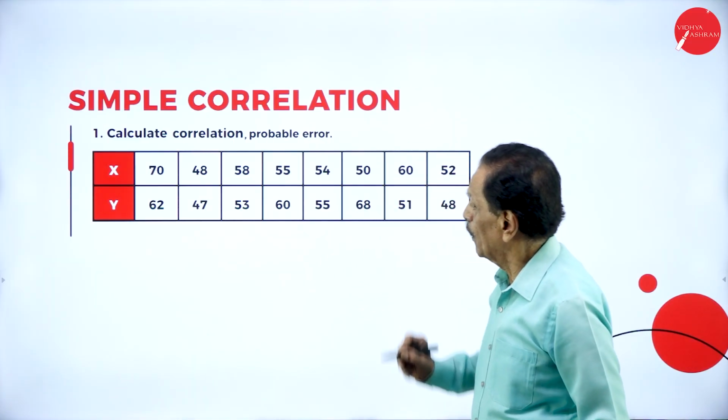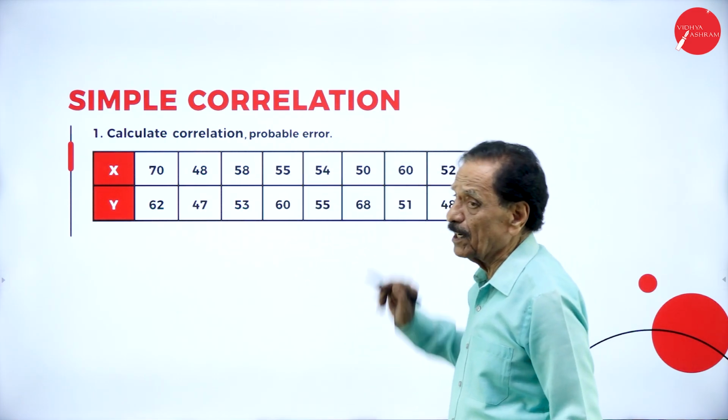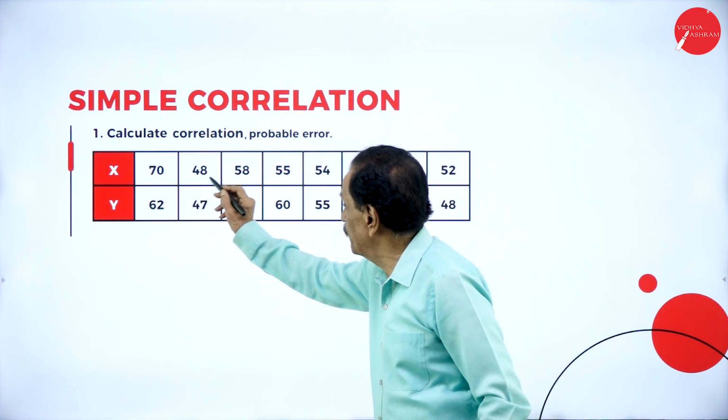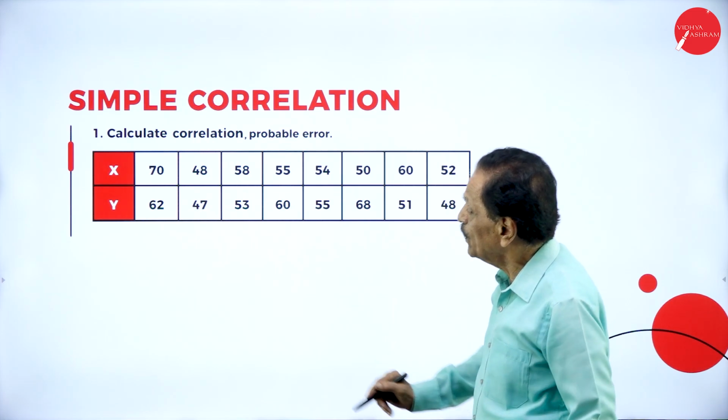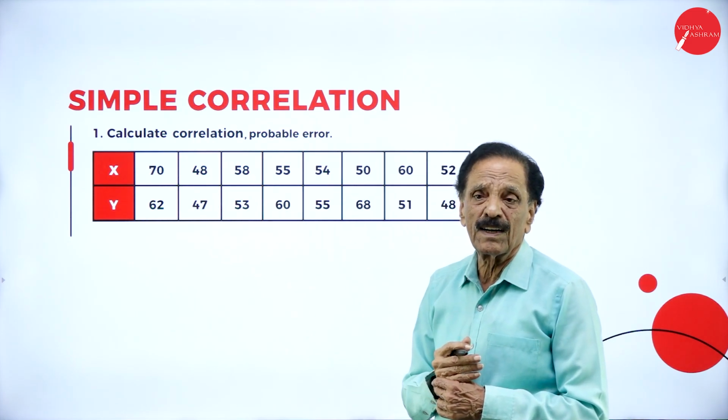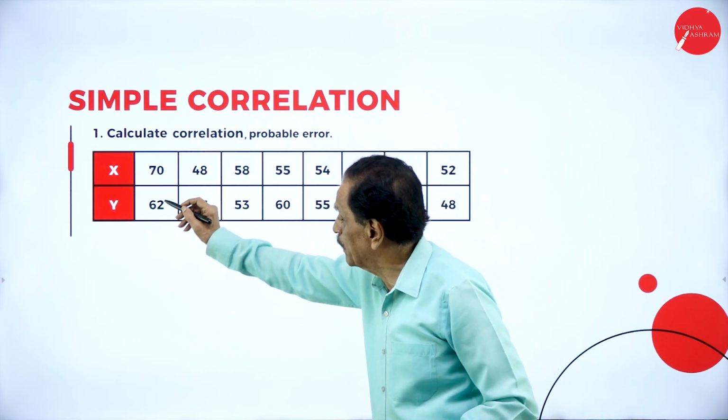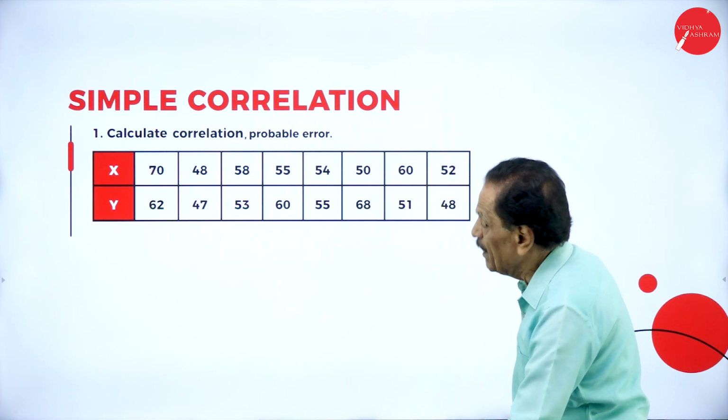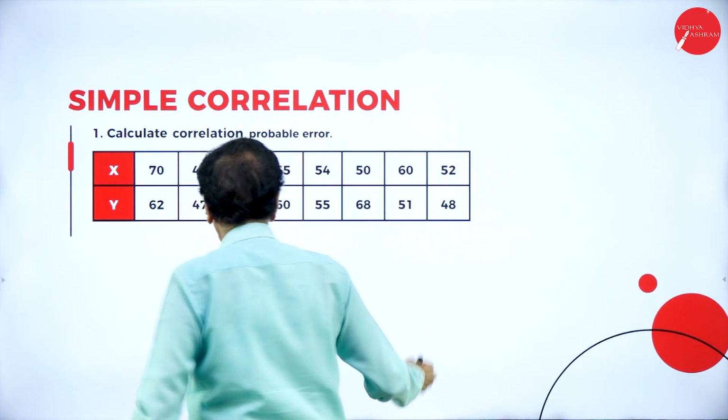So they have given a problem. Calculate the correlation and probable error. X is given as 70, 48. So there is a relation between x and y. Correlation is a relation between the two variables x and y. Now we are going to calculate using the formula for this.